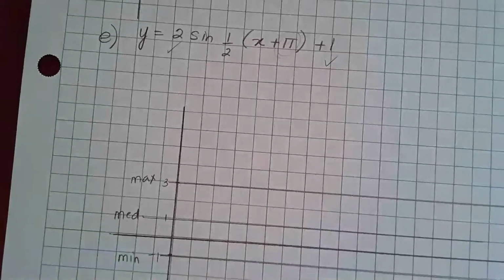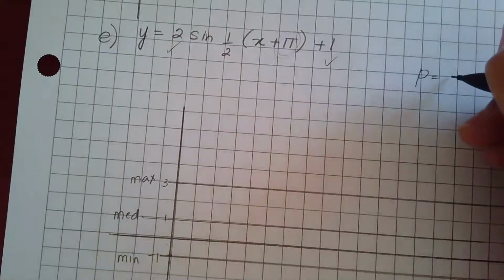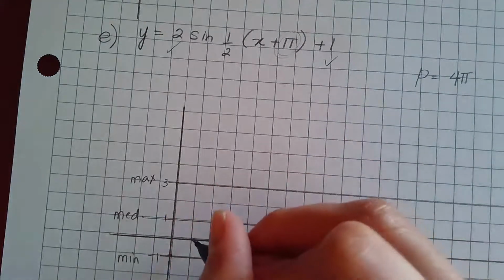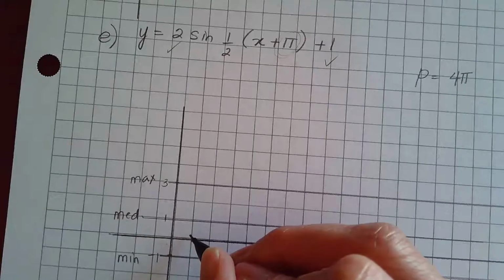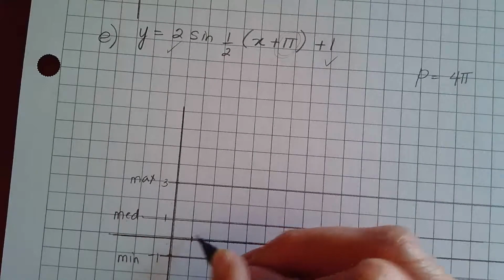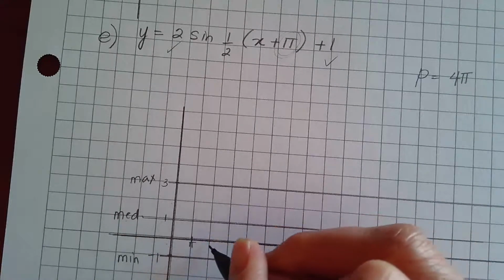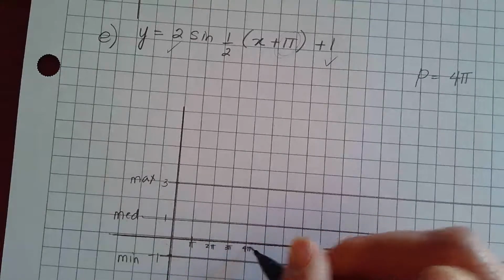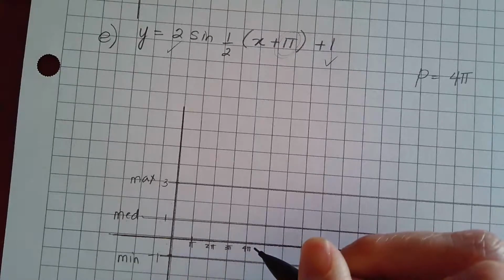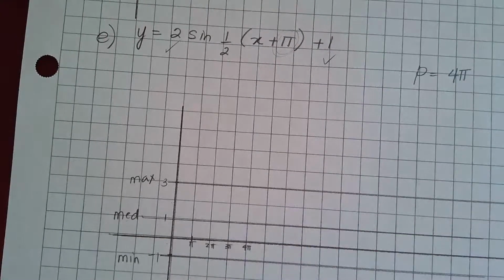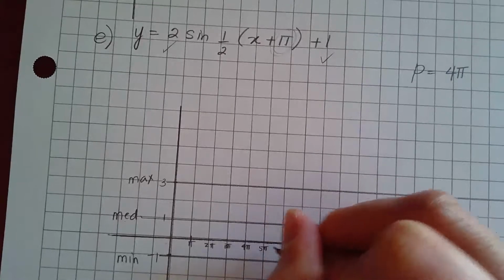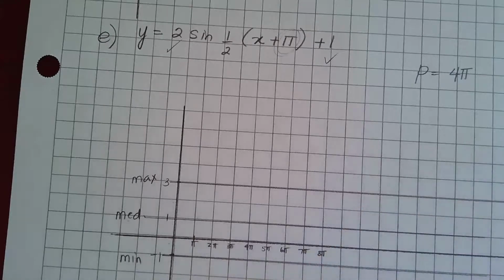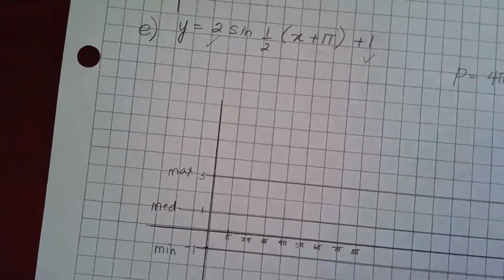Ooh, my period is 4 pi. Okay, yeah, I guess I'll just do pi. Every unit is pi. So this is going to be pi, 2 pi, 3 pi, 4 pi, and then 5 pi, 6 pi, 7 pi, 8 pi.